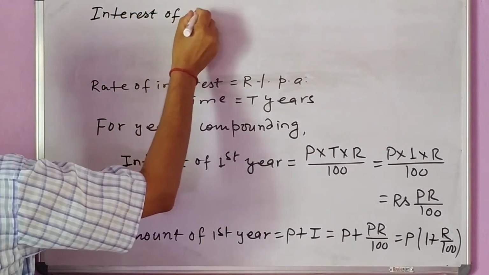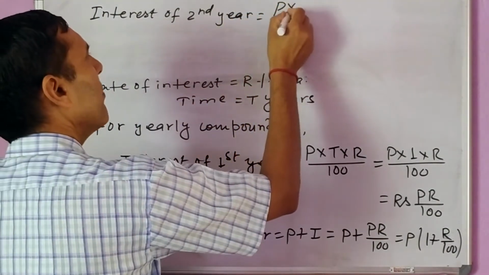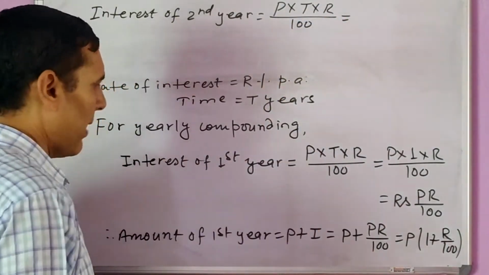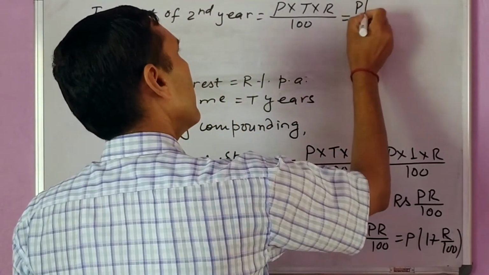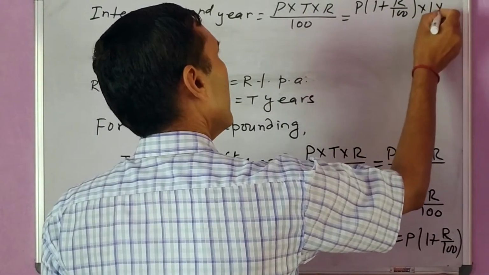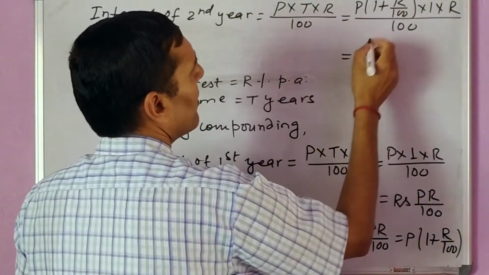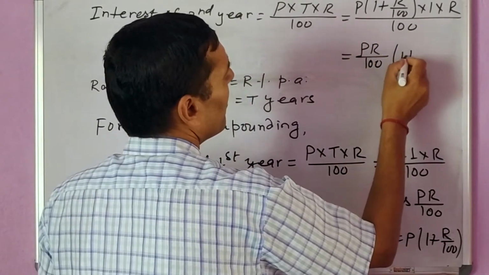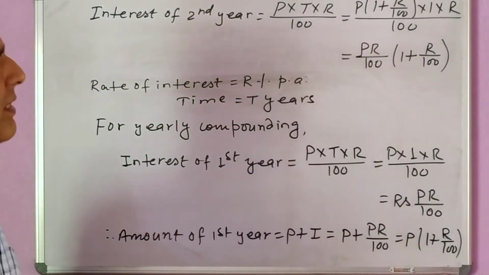So interest of second year, again using the same formula, P into T into R upon 100. This time the value of P is this much, P times 1 plus R upon 100, T is 1, R is R upon 100, so it is P into R, PR upon 100, 1 plus R upon 100. This is the interest of the second year.